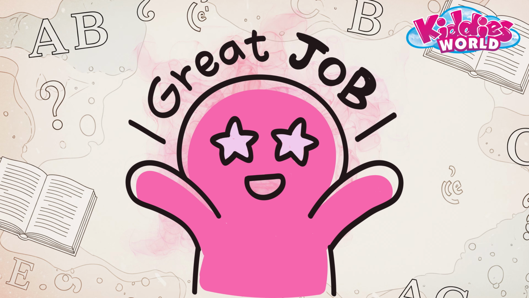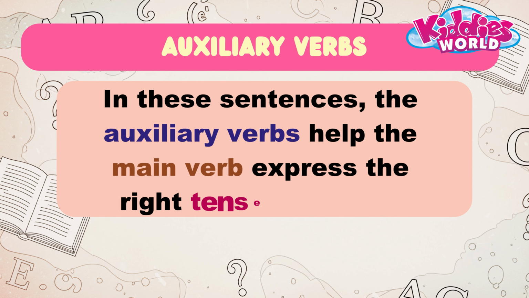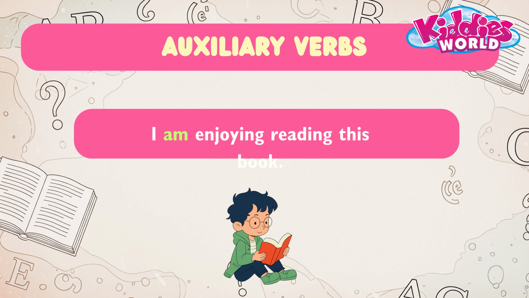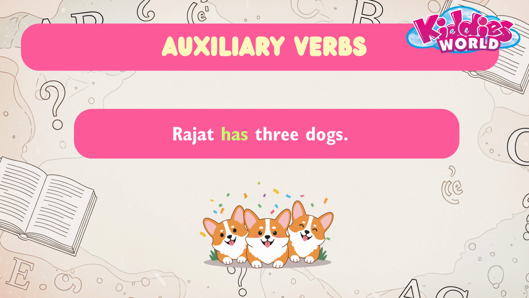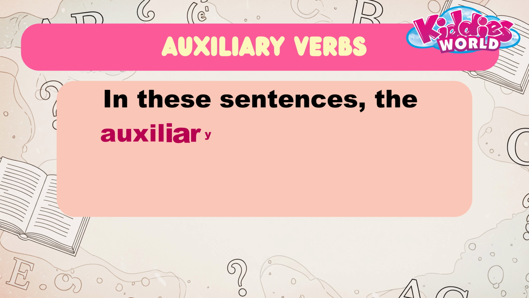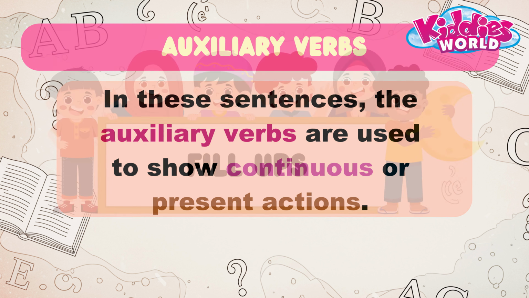Now, let's look at more examples of affirmative sentences with auxiliary verbs. In these sentences, the auxiliary verbs help the main verb express the right tense or action. Examples: I am enjoying reading this book. Rajat has 3 dogs. I do my homework every day. In these sentences, the auxiliary verbs are used to show continuous or present actions.